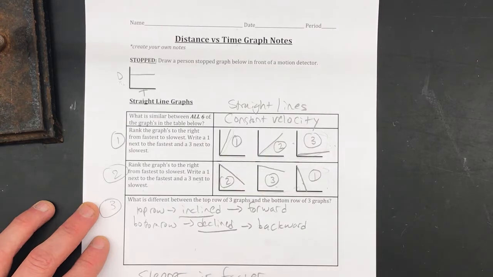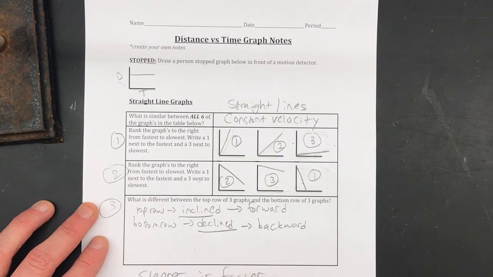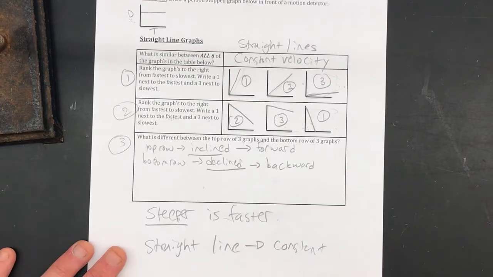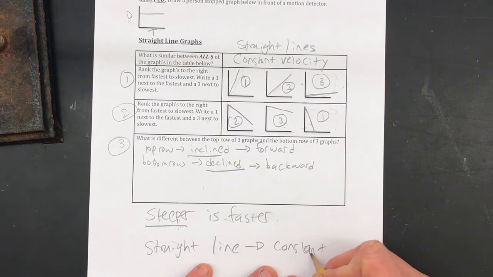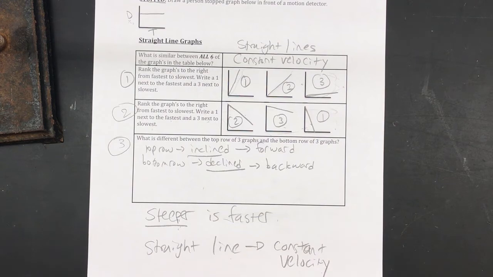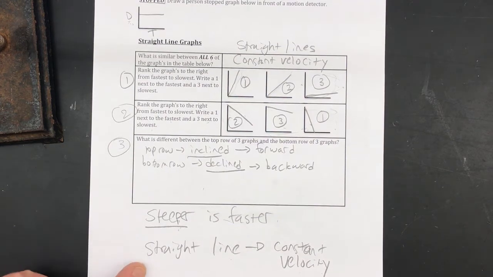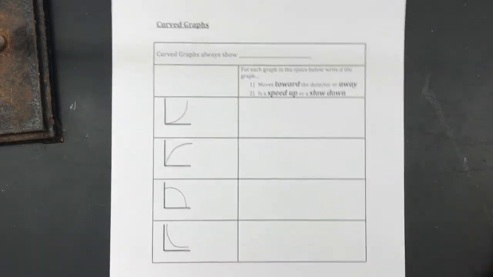So write down somewhere that a straight line, what does that mean? It means a constant, sorry, that's where I wrote steeper is faster too. Straight line means constant velocity. All right, so there's the front page. Now the back page. These are not straight lines, these are curved graphs.